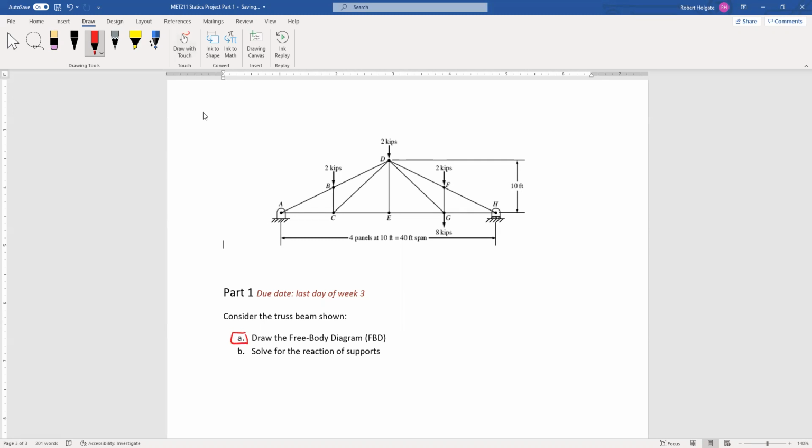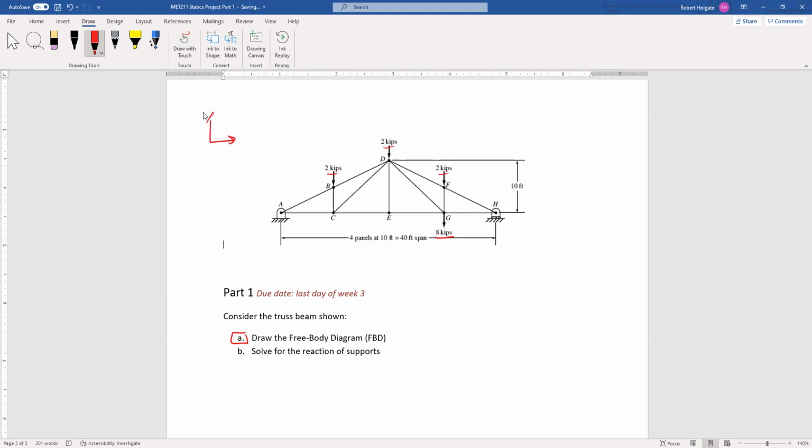Part 1A asks us to draw a free body diagram. We have our truss here at the top, but we need to recognize first that we have 2 kips, 2 kips, 2 kips, and an 8 kip external load on the truss. So these 4 loads are drawn with force vectors at their specific locations. It's good to see that they're all parallel and coplanar.